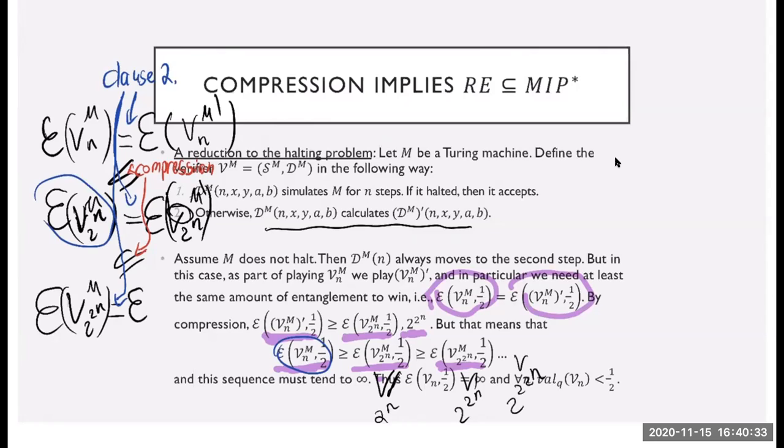But this is exactly what we wanted. We saw the value of the game, and this is for every n. We didn't say anything about n. So for every n, the value of the game is bounded from above by 1/2.